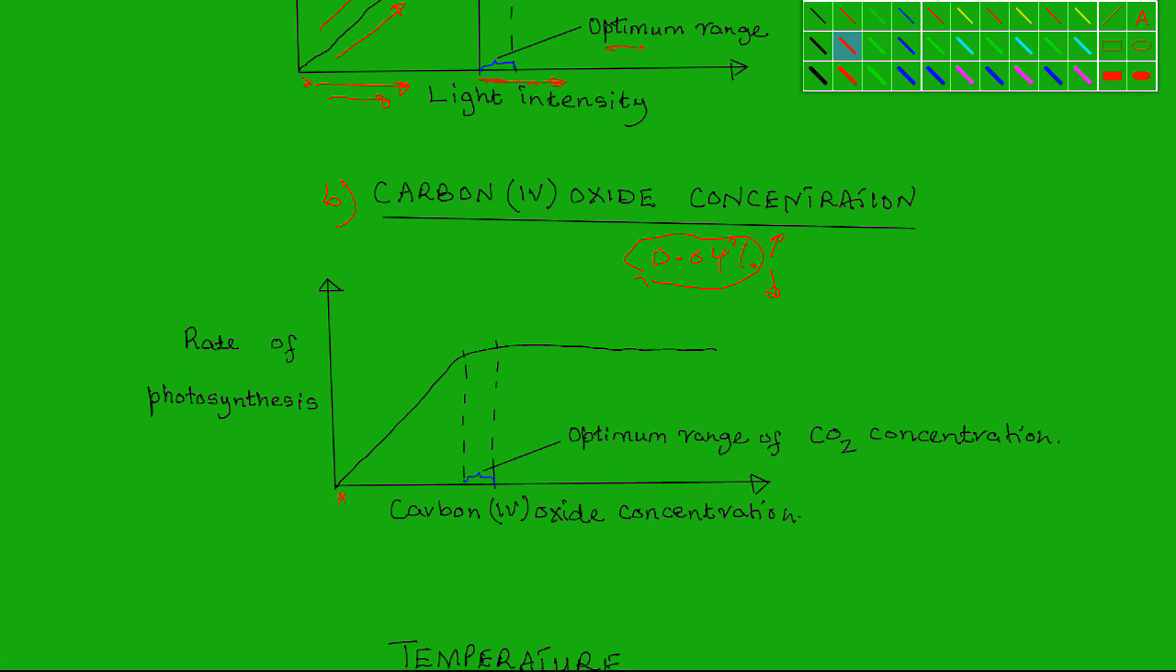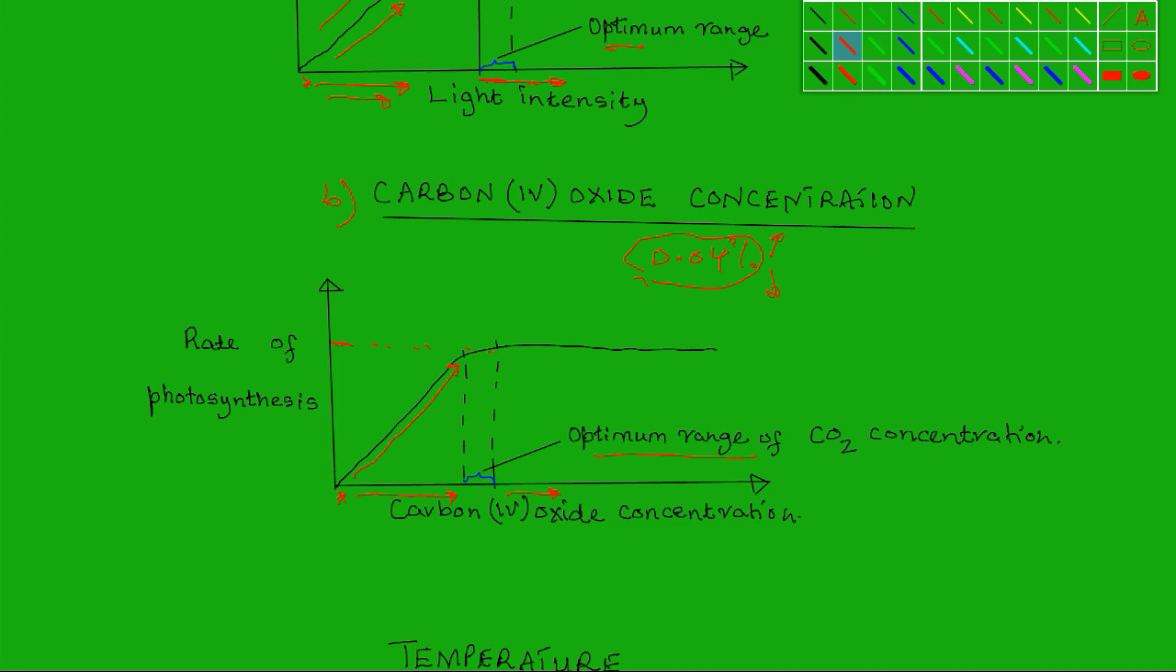So starting at low carbon dioxide concentration, as we increase the carbon dioxide concentration, the rate also increases, but up to a certain point. When we attain the highest rate, that is the highest rate. So the level that produces the fastest rate of photosynthesis is said to be the optimum range. Now, if we continue increasing, that is under experimental conditions, the level of carbon dioxide beyond the optimum, the rate of photosynthesis will remain constant.